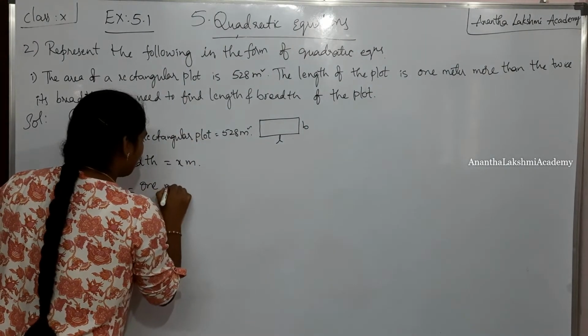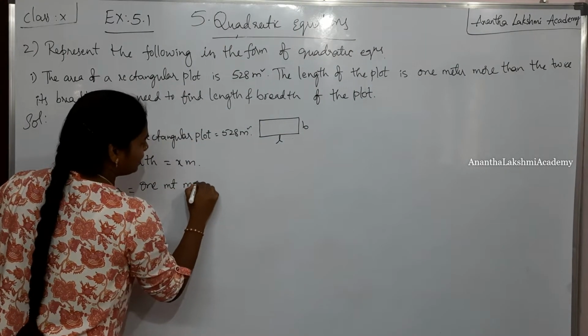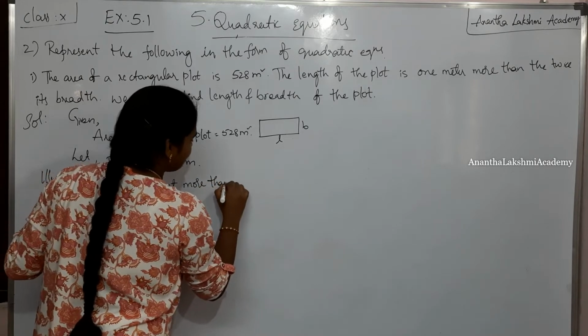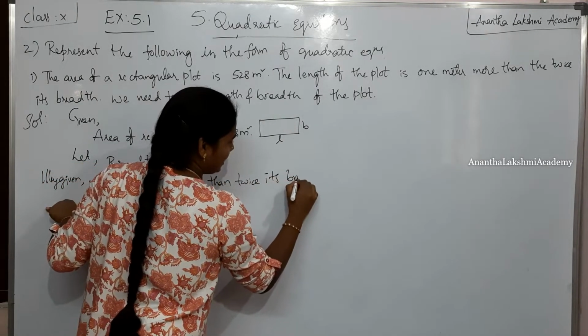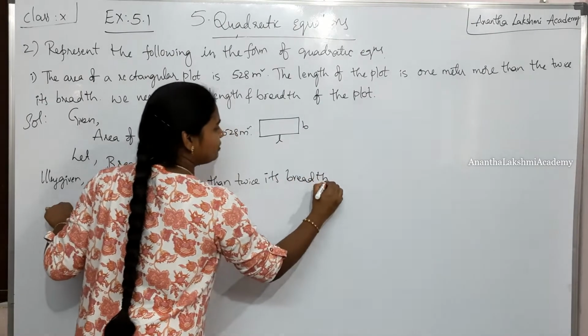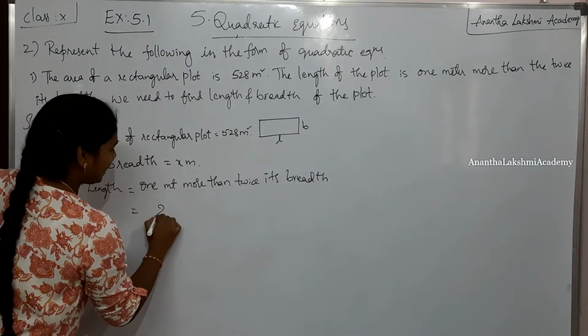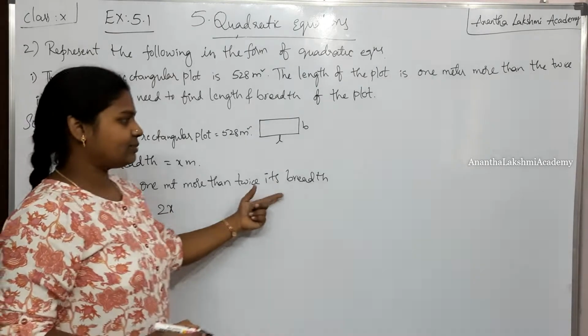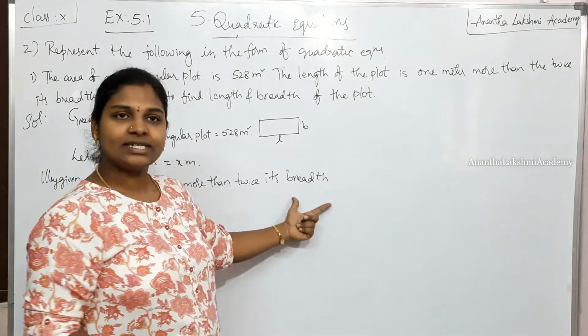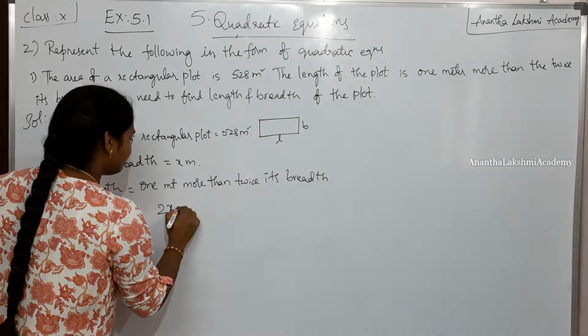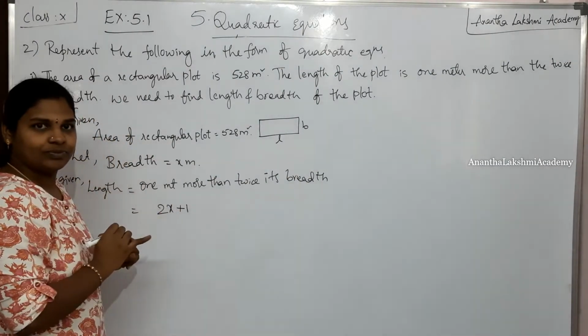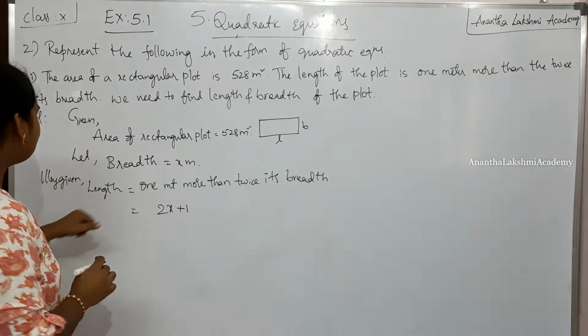1 meter more than twice its breadth. Twice its breadth, isn't it? What is twice its breadth? It is nothing but 2x. Breadth is x, twice its breadth is 2x, and 1 meter more than twice its breadth is nothing but 2x plus 1, isn't it?